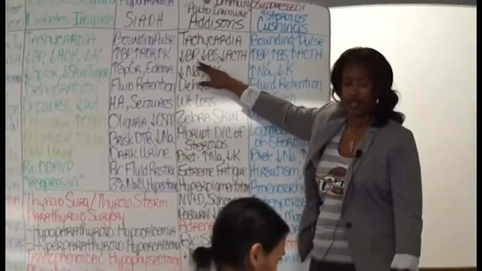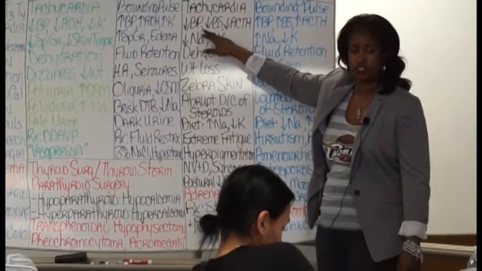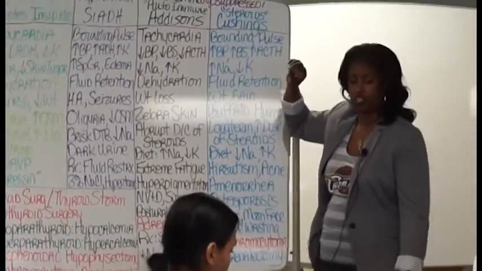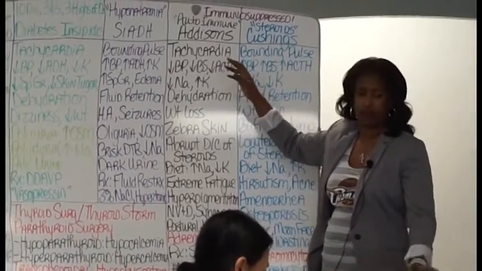So find it on the sheet. Highlight it if you see it. It should say hypotension or something. Do you see it anywhere? Postural hypotension, good, highlight it. Or put a star by it if you got a pen.